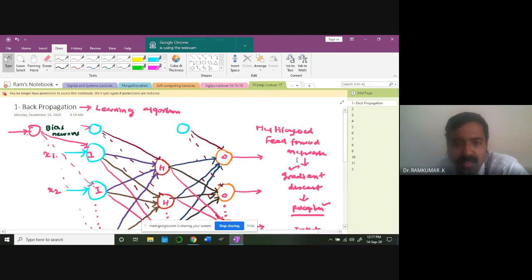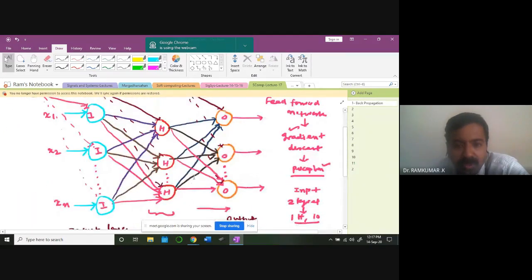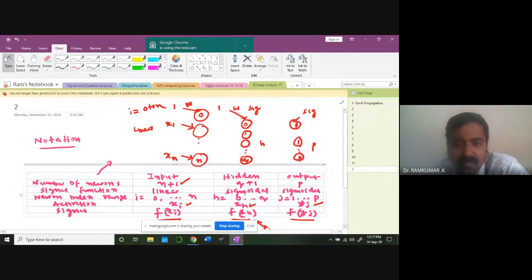When you are trying to understand this, always remember this diagram followed by this data set. Then you have to think about this particular notation. N, Q, P, remember that. Input is N, hidden is Q. If you want to represent any one neuron in the input, use the index I. I varies from 0 to N, H varies from 0 to Q, J varies from 1 to P. Remember that.